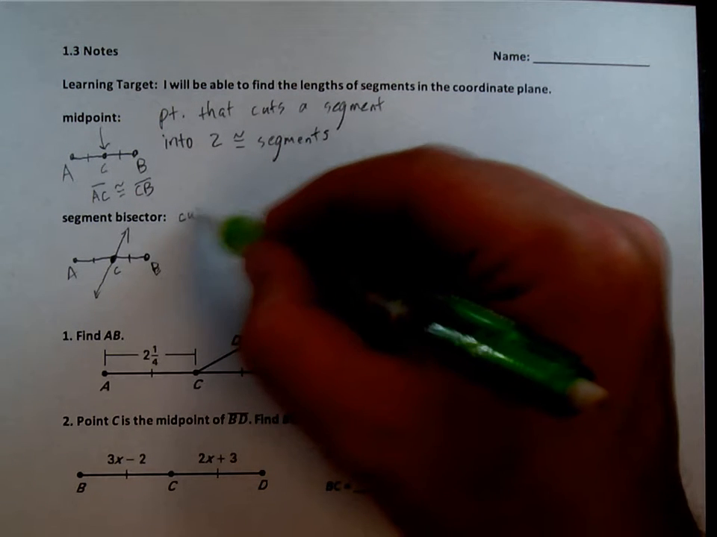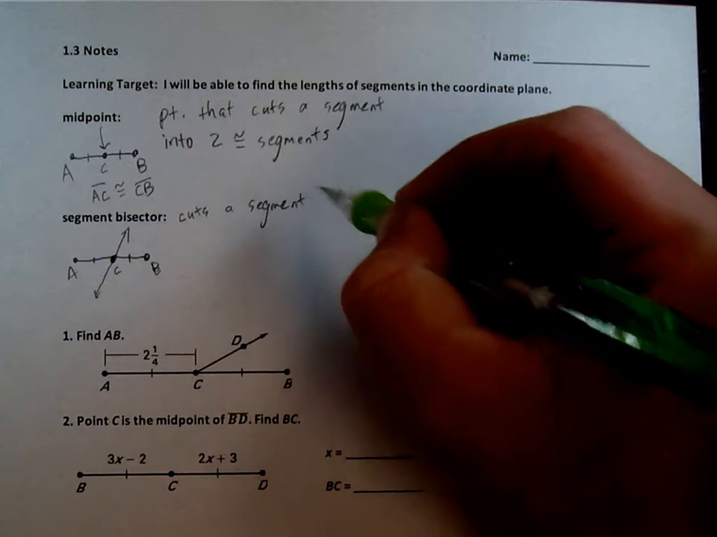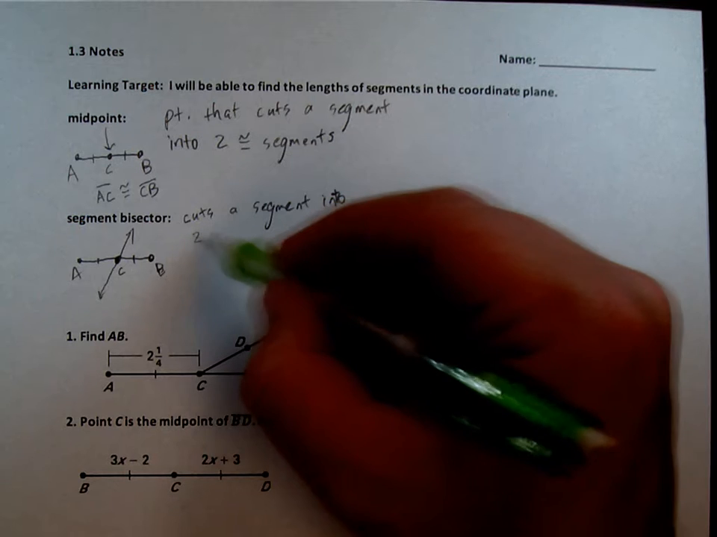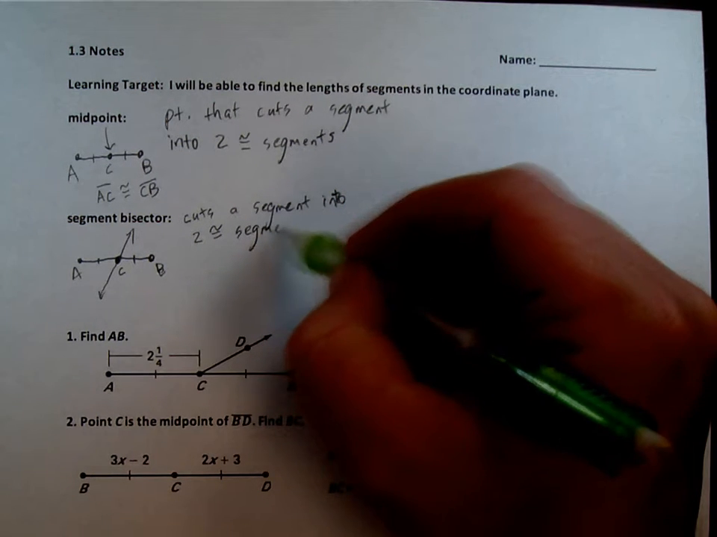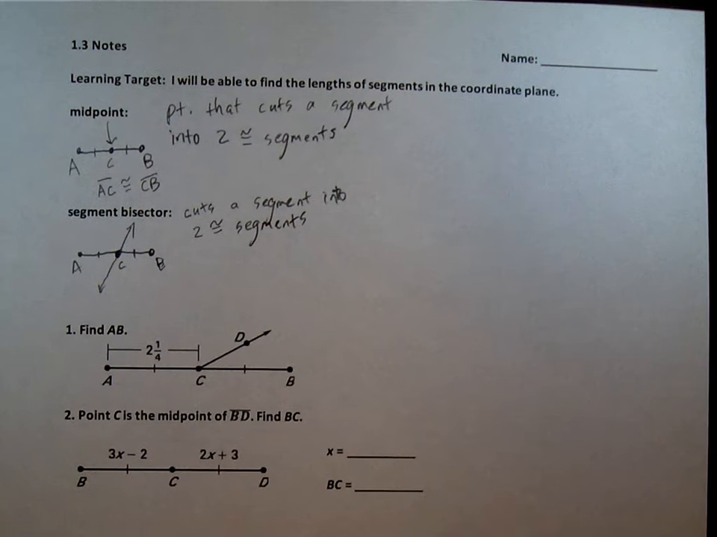So it cuts a segment into two congruent segments. So it looks like a very similar definition. The only difference is that a midpoint has to be a point, whereas a bisector is not usually a point. It's going to be a line or a ray or a segment. But in either case, they cut it in half. So if we look at a couple of examples here.